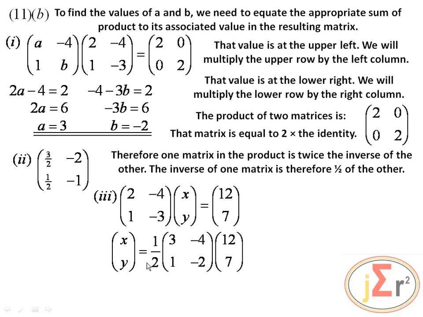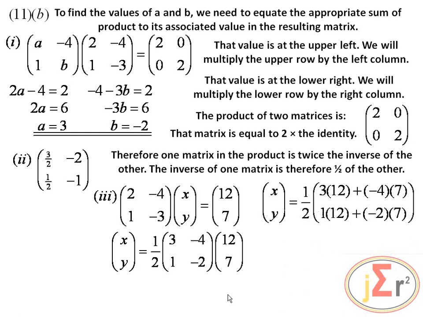Then what do we have? Multiplying this, we get 3 times 12, negative 4 times 7, 1 times 12, negative 2 times 7. And 3 times 12 is 36, minus 28. Also, we have 12 minus 14, and that is negative 2. We will finish up by taking half of the results. So x is equal to 4, and y is equal to negative 1.